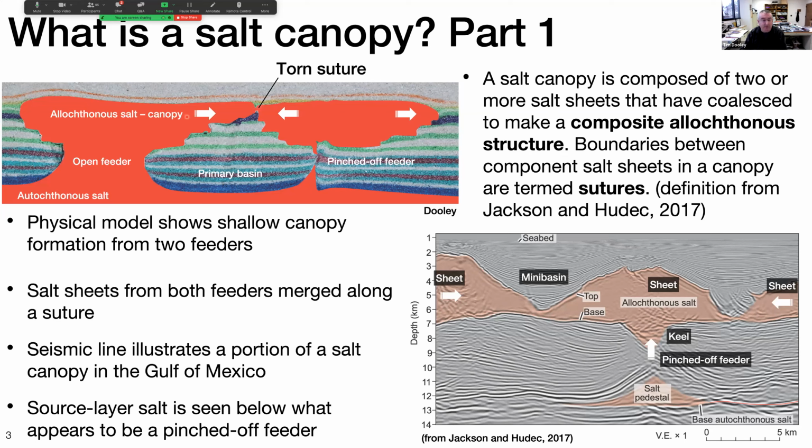And here we have a physical model. We happen to have our primary basins here that have sunk in, expelled salt upwards. This salt has climbed upwards on a series of ramps and flats here and coalesced here. The suture is in here. It's been torn. And this is an example from the Gulf of Mexico.